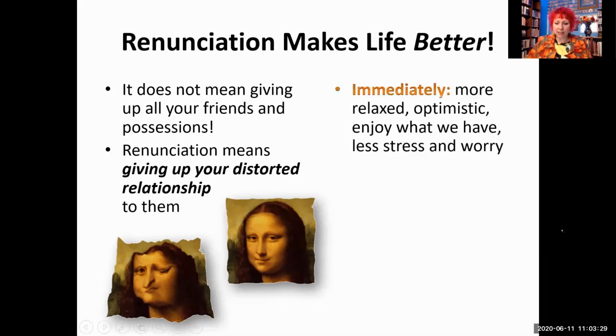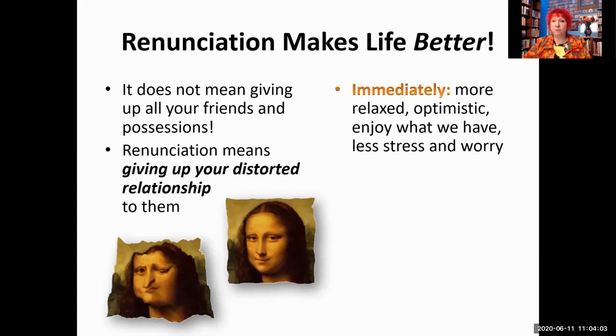So if we can do that, then actually immediately our life becomes better. We're more relaxed. And how difficult is it to relax these days? And how many people just go, I just want to be able to feel some peace and calm just now. Just ordinary relaxation is so elusive. So with renunciation, immediately we relax. We're not so uptight about if we're going to get or lose the things that we want. We're naturally more optimistic because we can see room to move in a situation.